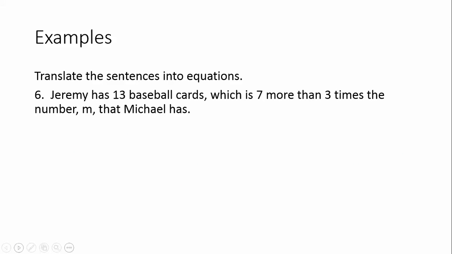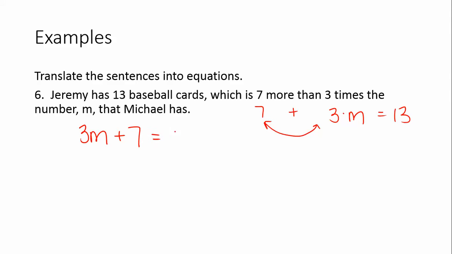Jeremy has 13 baseball cards. That's 7 more than 3 times the number M that Michael has. So 7 more than 3 times the number that Michael has. That needs to be equal to 13 because that's how many Jeremy has. But again, more than means we need to switch the order. So 3m plus 7 equals 13.